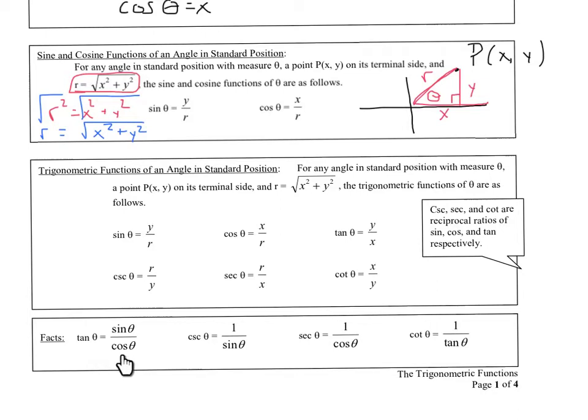Then we have these facts down here that need to be memorized. Basically these last three are just restating that these are reciprocals. Cosecant reciprocal is sine. Secant reciprocal is cosine. Cotangent reciprocal is tangent. This one here is a little more complex. This is one that's different than the other ones. It needs to be memorized. Tangent of theta is sine of theta over cosine of theta. Those are facts. Memorize them.